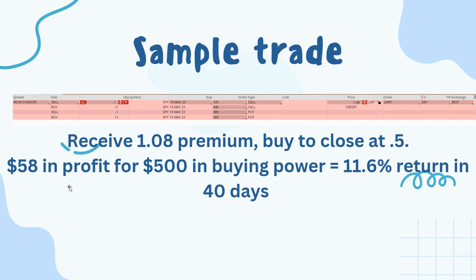Now imagine doing that over and over in many different ticker symbols, many different expiration dates. And that's what we tend to do a lot at datatraders.com, using our probabilities to our advantage to get good profits and returns.